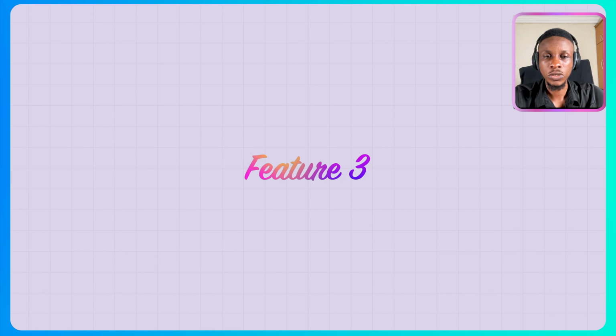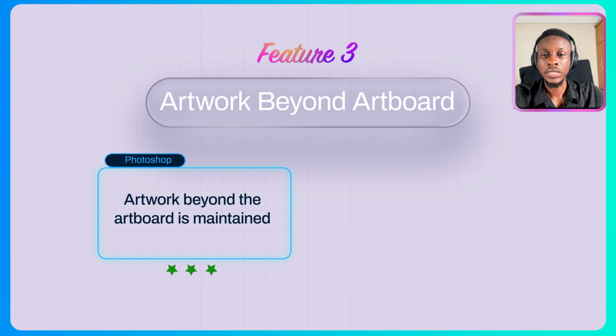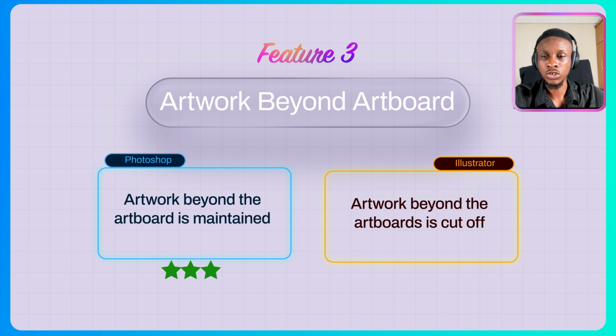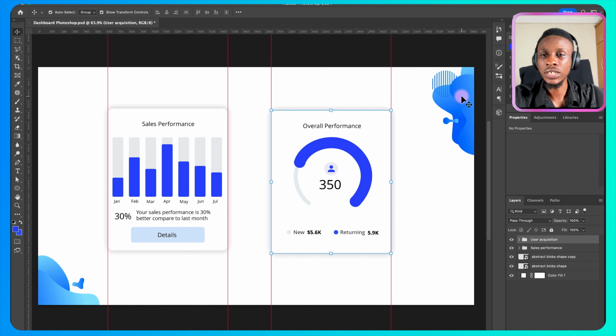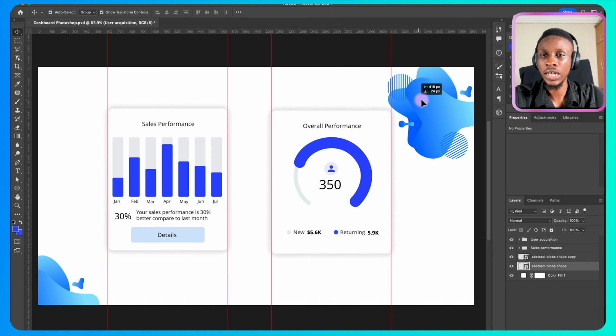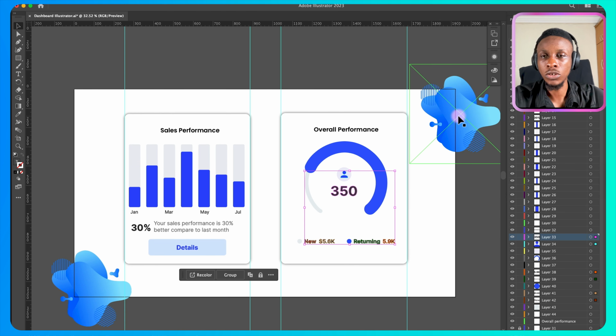Now the next feature, artwork beyond the artboard. For Photoshop, the artwork beyond the artboard is maintained, while in Illustrator, it is cut off. So let's go back to Photoshop. We have these graphics here where some part of them are going off the screen. We also have it here. We have the same in Illustrator.